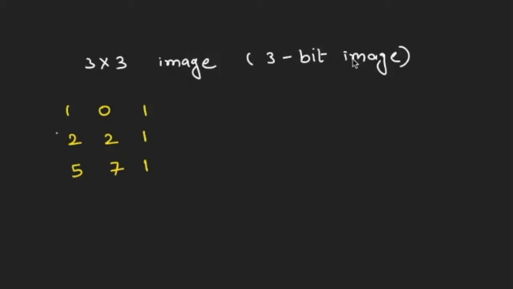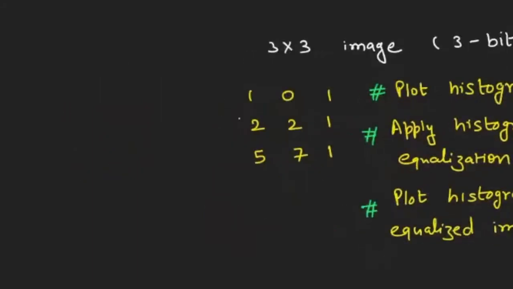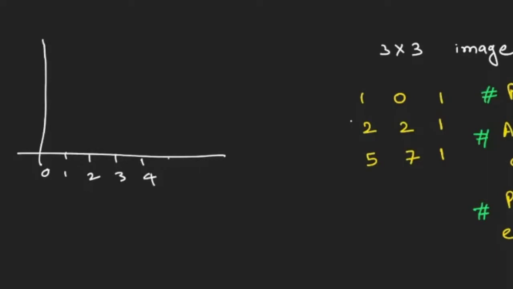For this image, first you plot the histogram, and apply histogram equalization. Then plot the histogram of the equalized image. So first let us plot its histogram. On the x-axis, you will have 0, 1, 2, 3, 4, 5, 6, 7.